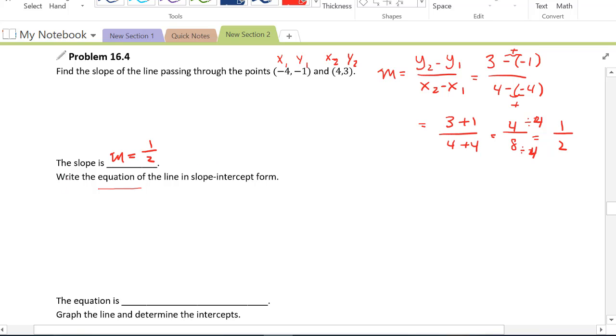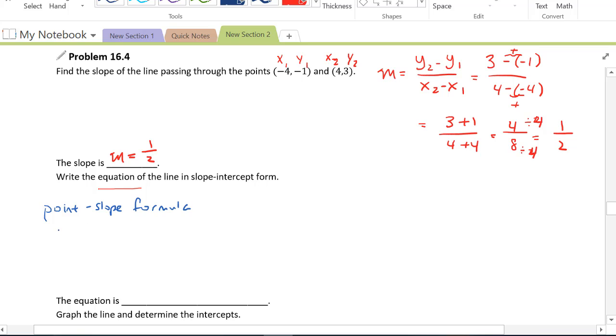Now, the next question asks, write the equation in the slope-intercept form. So there's really two ways to do this. Some of you might have learned to use y equals mx plus b to find the equation in slope-intercept form, but I don't like to use this formula because it doesn't always work. A better formula to use, which I want you to memorize, so there's another formula you have to memorize, is this formula, which is called the point slope formula.